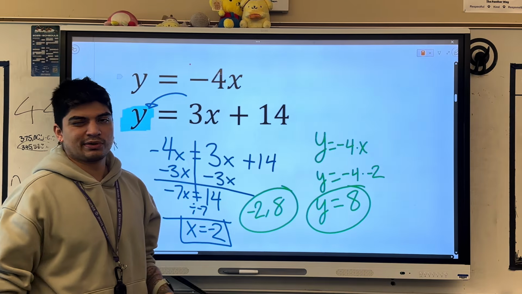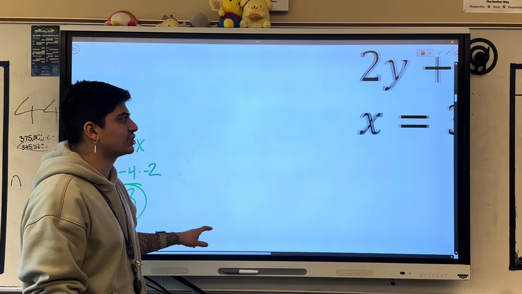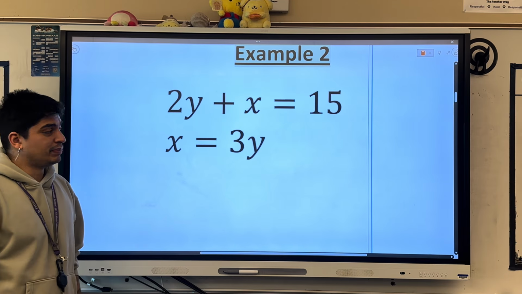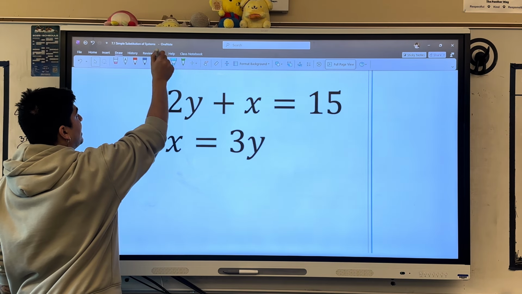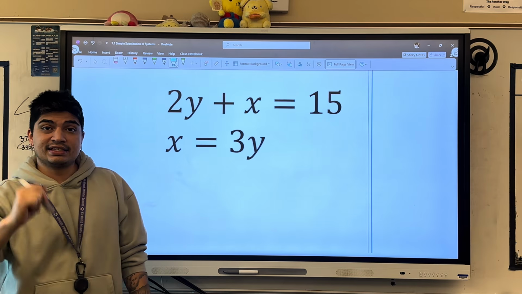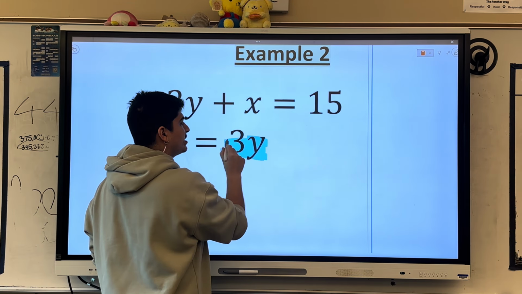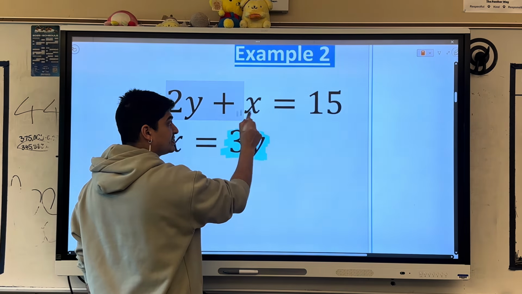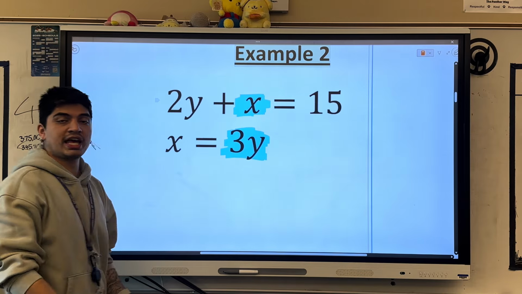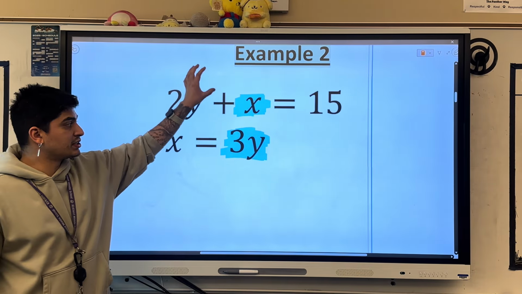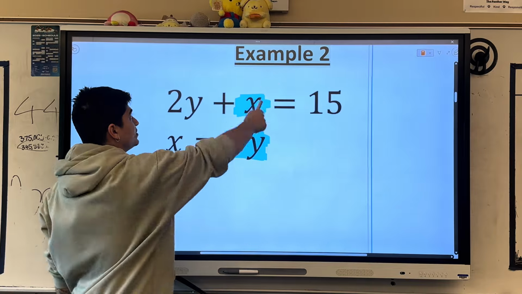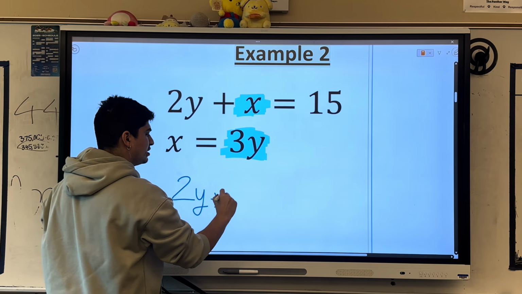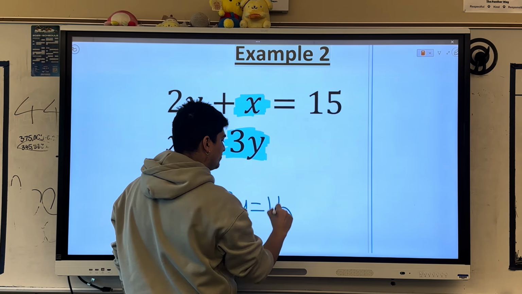I'll do one final time. If you're good now, you're good, but I'm going to speed through just one last example, right? So on this one, it's not the first sentence that says it, it's the second one, but same idea. I can see that at one point, it is saying x is equal to 3y. So this right here, that's x. This is the letter x right here. That means this right here, same thing. 2y plus 3y is equal to 15. So let's write that. 2y plus 3y is equal to 15.